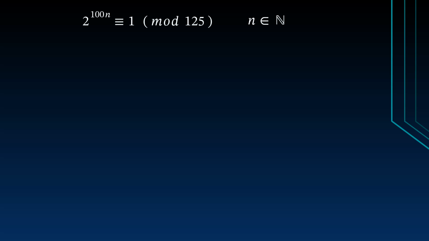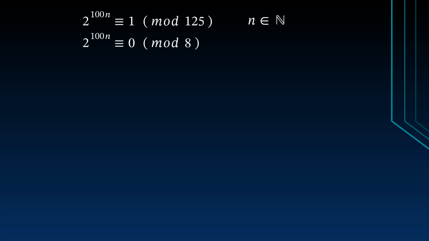For modulo 8, we don't need Euler's totient theorem. Instead, we just write 2 to the power of 100n equals 8 times 2 to the power of 100n minus 3. Since n is a natural number, the power for the last term is no less than 97 and is positive. Therefore, the last term is a whole number, so 2 to the power of 100n is divisible by 8. In other terms, 2 to the power of 100n is congruent to 0 modulo 8.